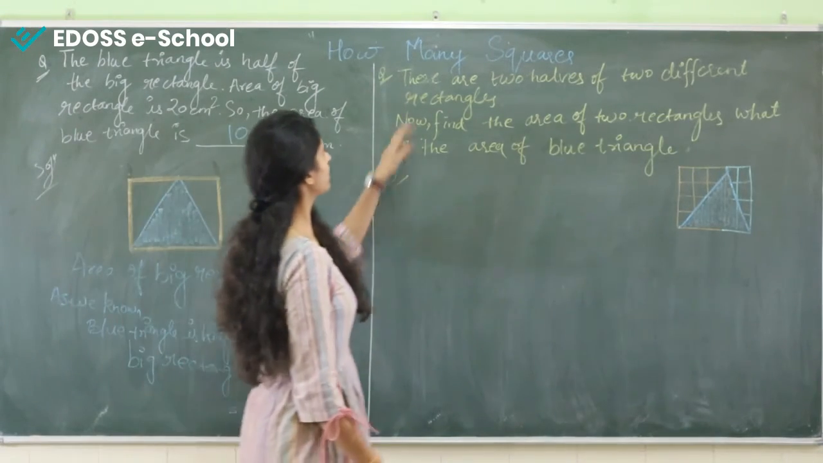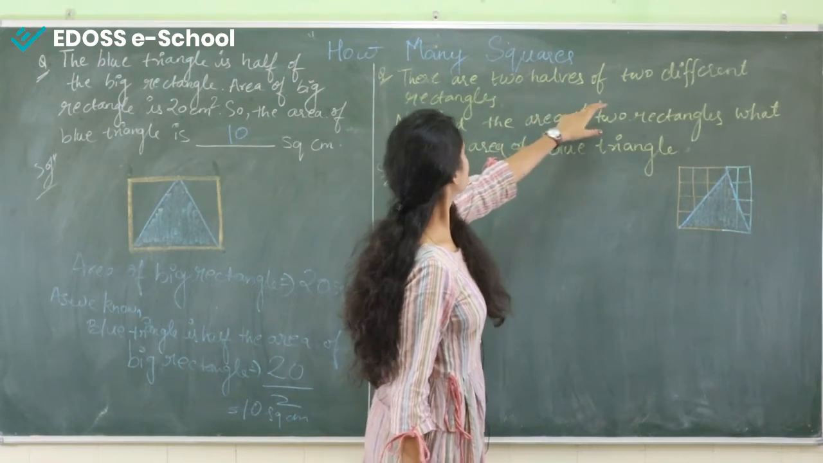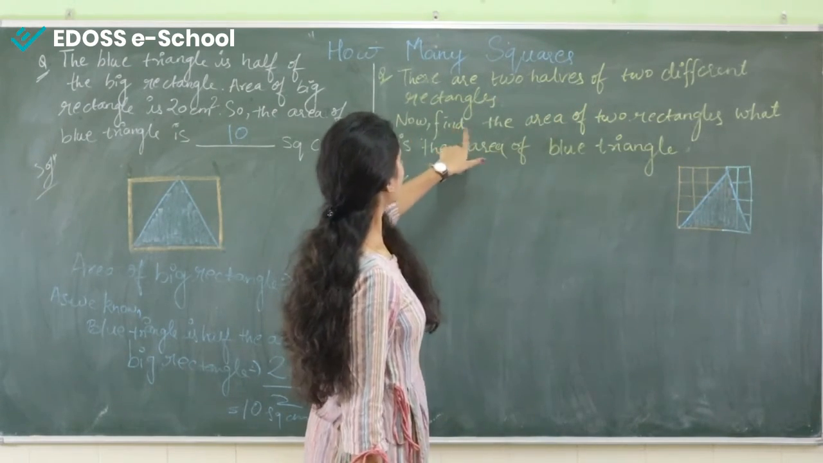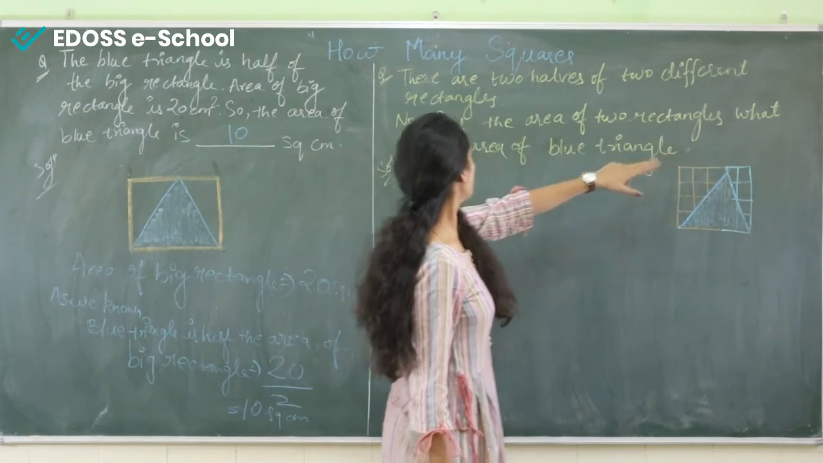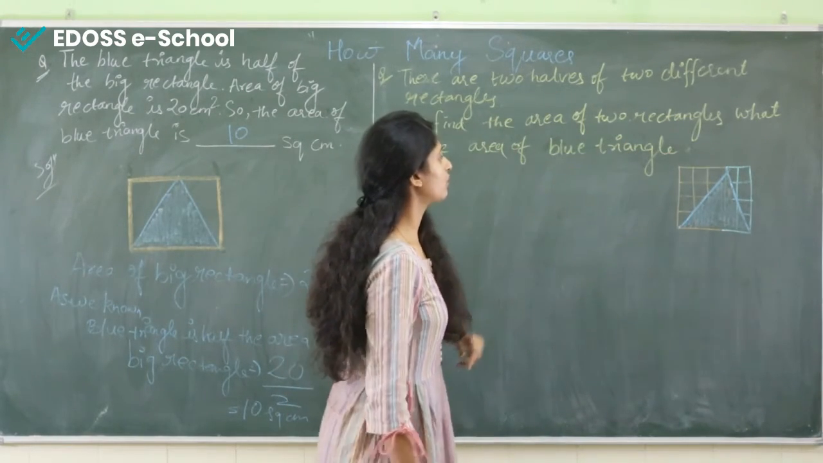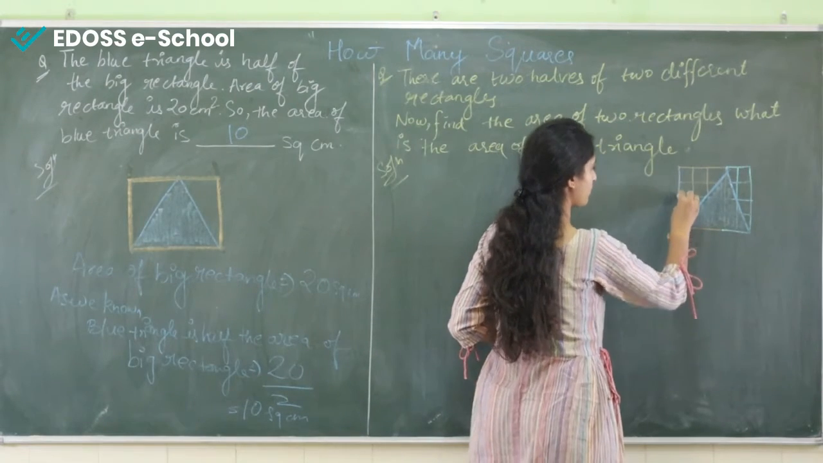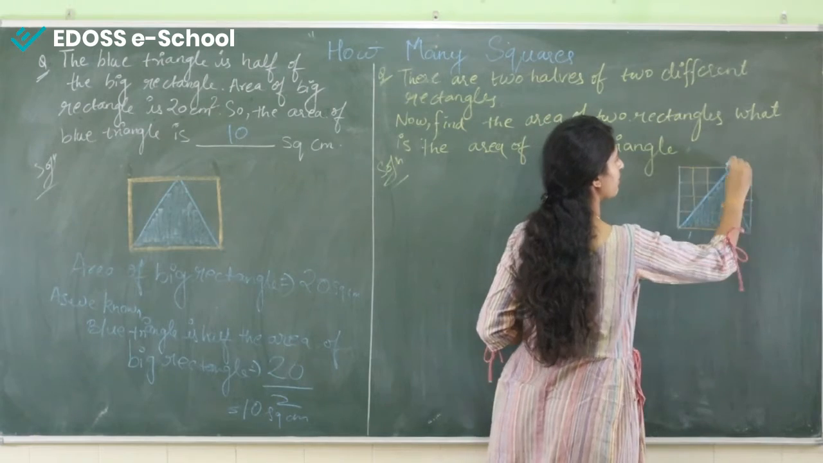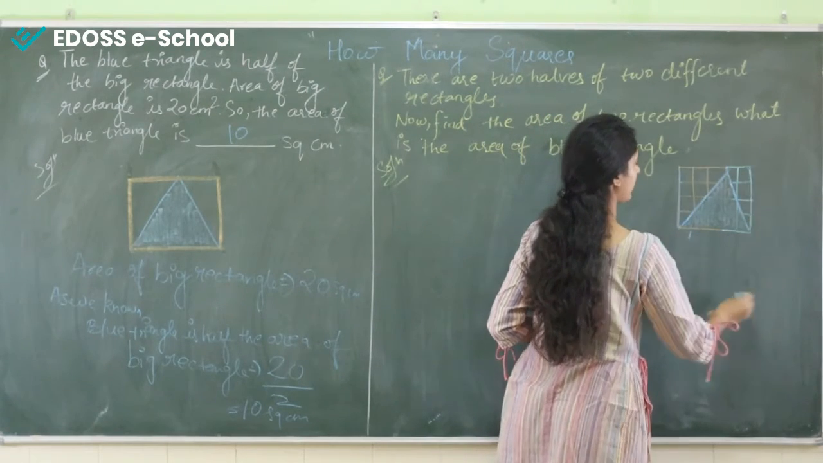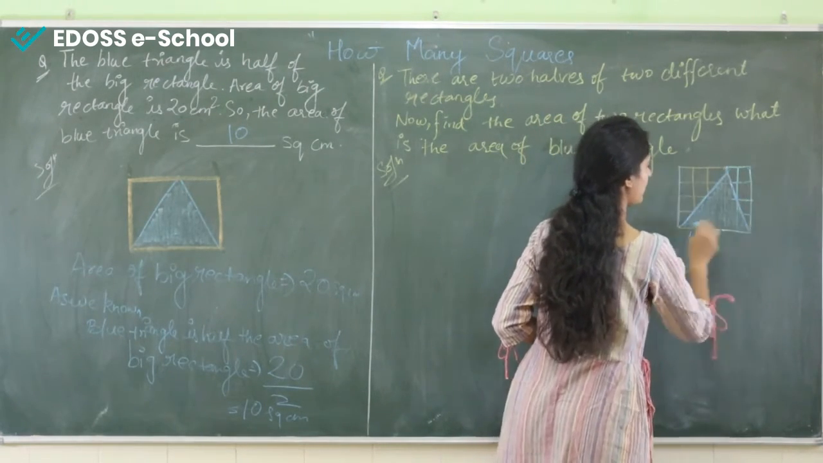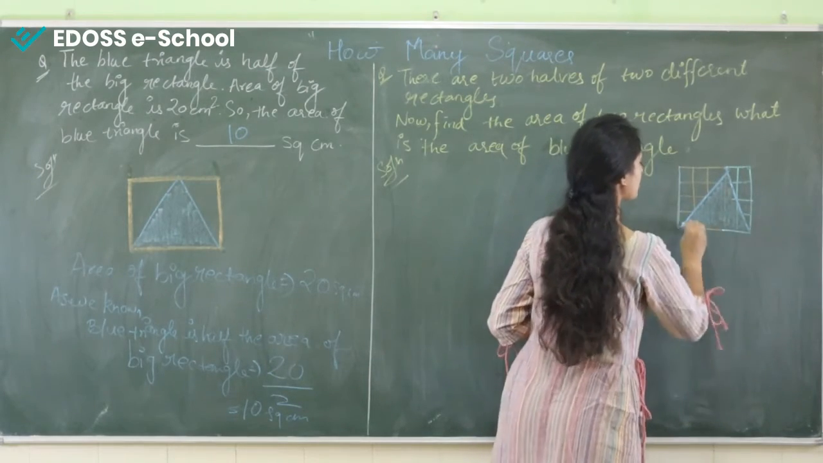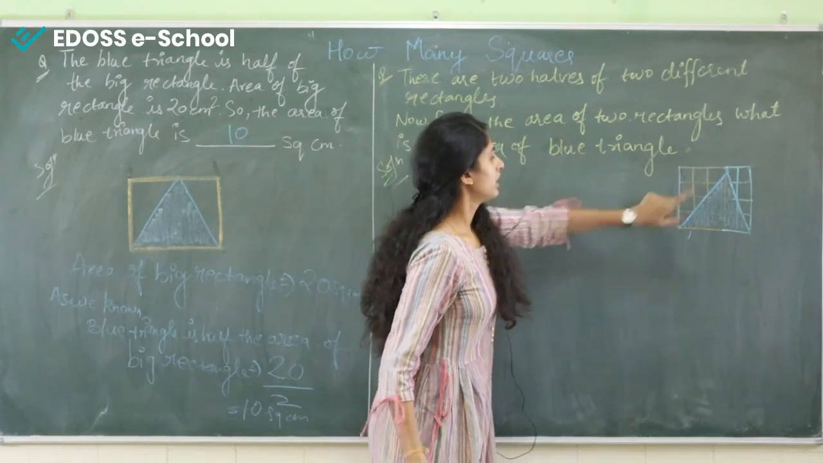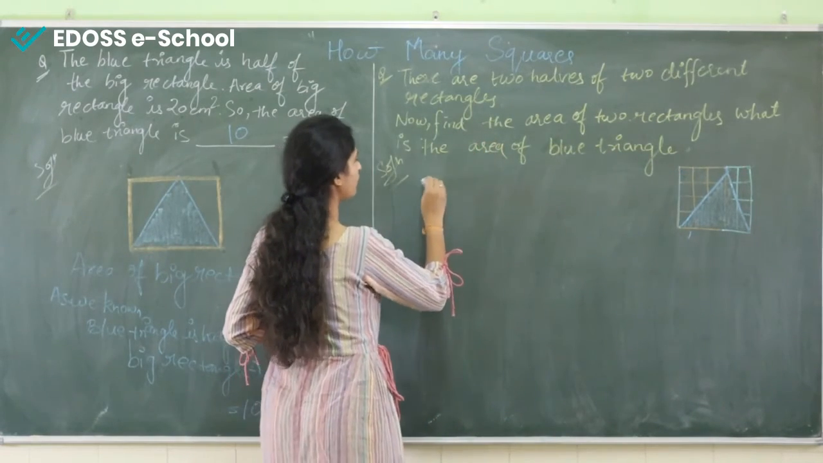Now next question is, there are two halves of two different rectangles. Find the area of two rectangles. What is the area of blue triangle? First we have to find the area of this orange rectangle and we have to find the area of this green rectangle. Then we have to find the area of the blue triangle, which is half of both the rectangles. So first we will find the area of the orange rectangle.